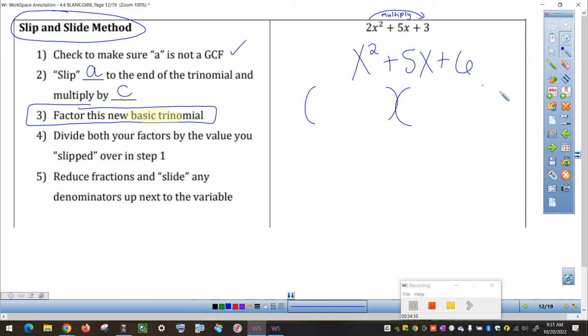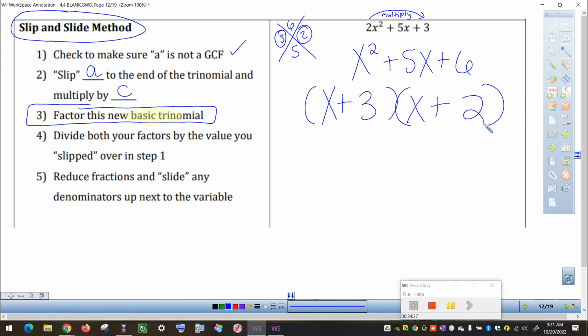We're going to factor the new basic trinomial. Now in this case, we need to find what multiplies to 6 and what adds to 5. What could we do for our 2 numbers? What have we got, Jack? 3 and 2. All right. So we've got x plus 3 times x plus 2. Now we're not done yet, because if we multiply this with FOIL, it does not equal what we started with. It equals the in-between step.